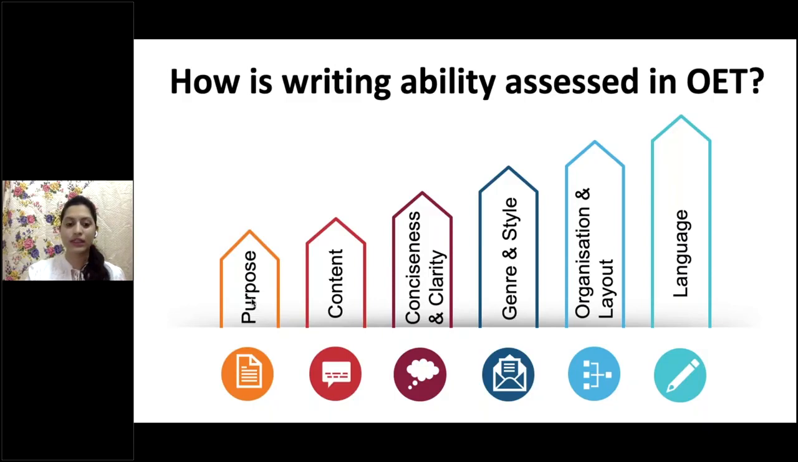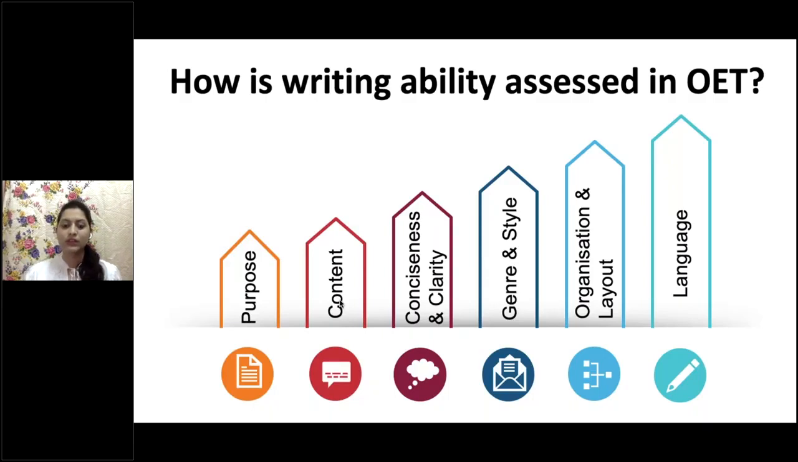Next one, content. Purpose is the only criterion that's assessed out of 3. Content and the rest will be assessed out of 7. You will need a 5 out of 7 in the rest of these other criteria to get a grade B. Content is whether all the necessary information is included and accurate for the reader, and if you were able to sieve out the irrelevant information.